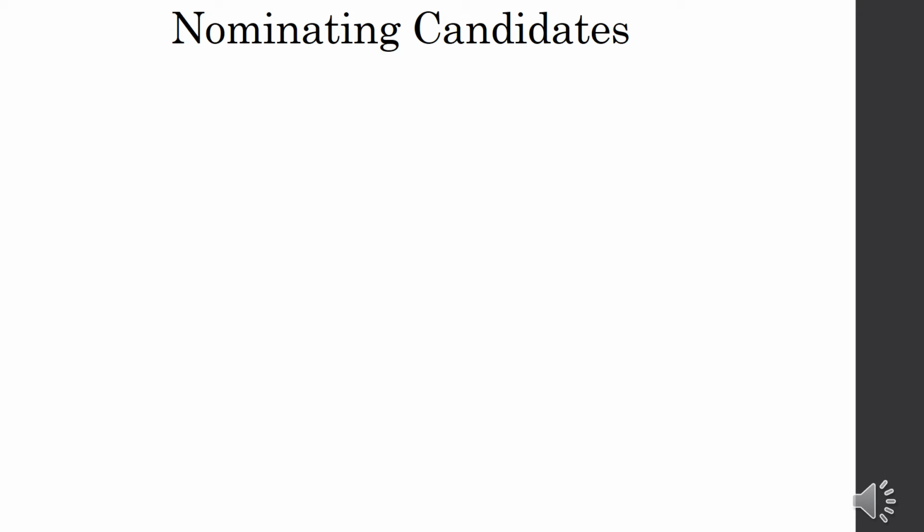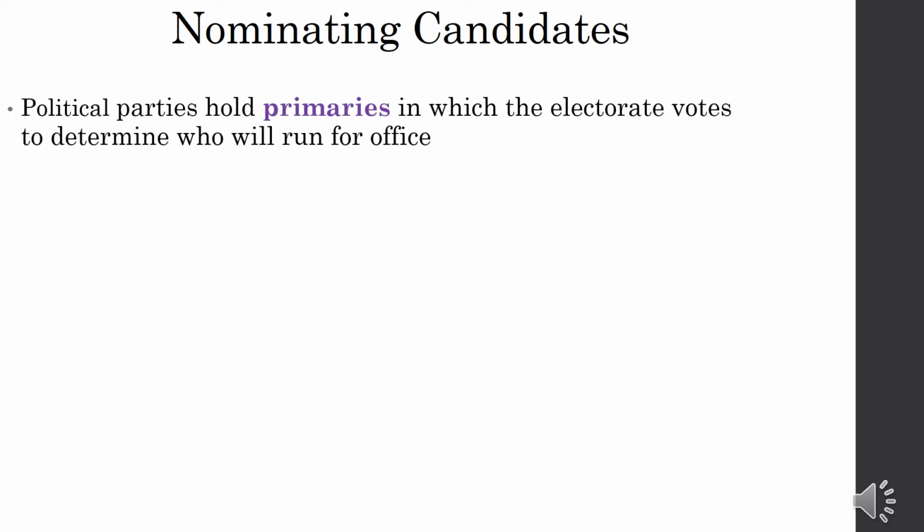Next, we need to talk about nominating candidates. How do we figure out who will represent each political party during the general election? Political parties hold primaries. This is for all political positions in which the electorate votes to determine who will run for office. This is not the general election where we're going to figure out who will be our congressman or congresswoman. Instead, this is an election before the election. It happens within each party.